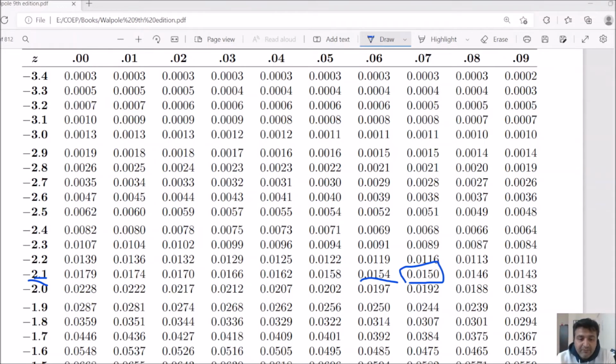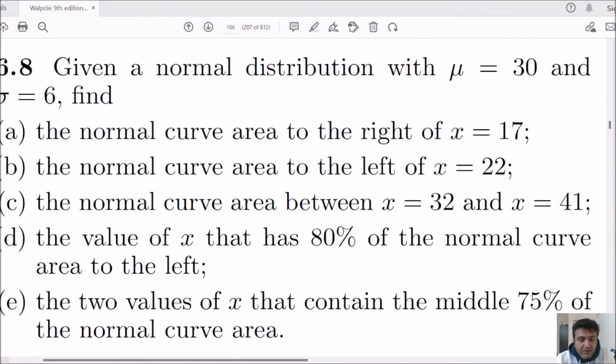Now if you see the B part, it is given towards the left, so no need to do 1 minus. The question is towards the left of x equal to 22. So the probability of x less than or equal to 22 is the same as the probability of z less than or equal to the corresponding z score. What will that be? 22 minus 30 upon 6, which is minus 8 by 6. So do the division and you get some fraction, and then directly use the table. No need to do 1 minus.